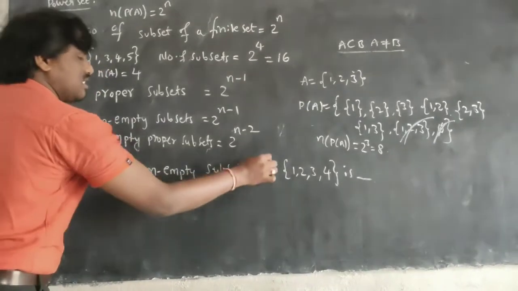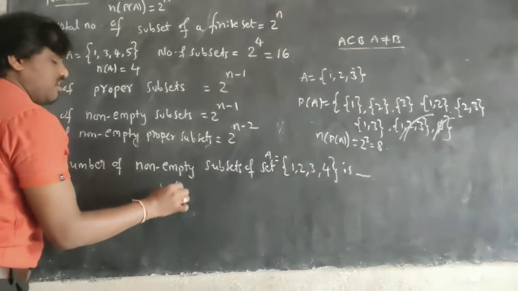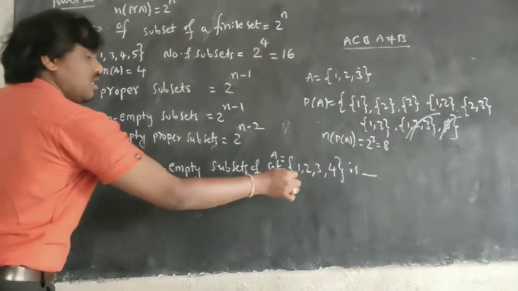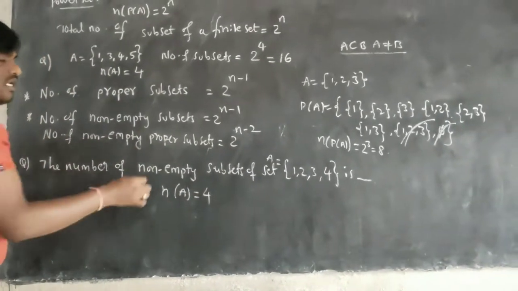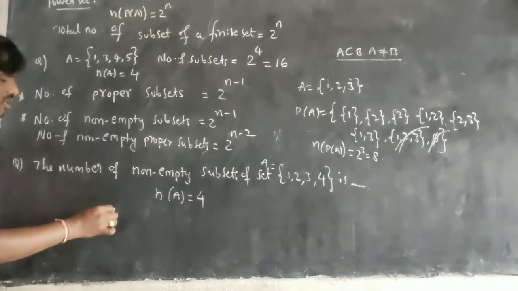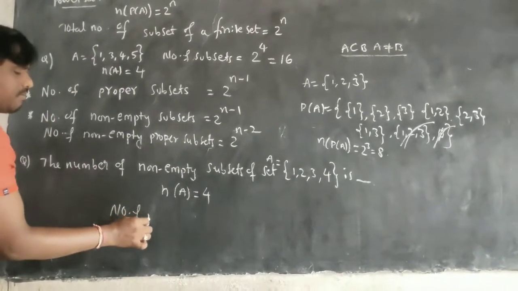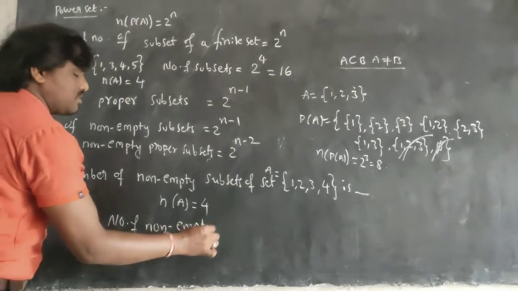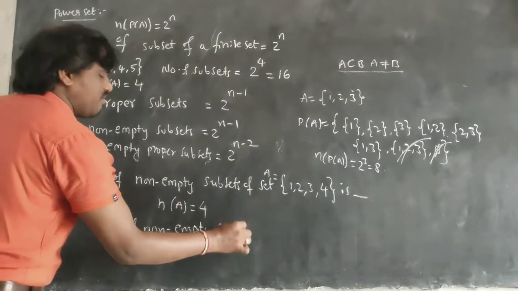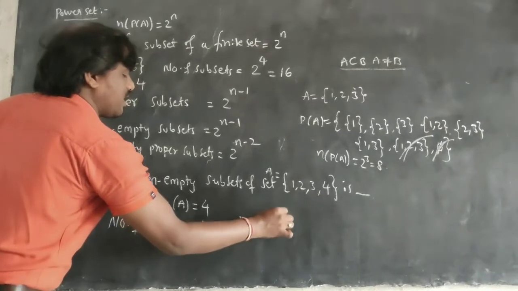Let us consider a set A, and the number of elements of this set is 1, 2, 3, 4. 4 elements are there. The non-empty subsets: the number of non-empty subsets formula will be what? 2 power n minus 1.